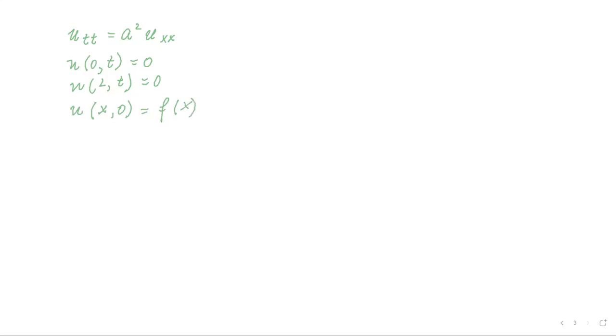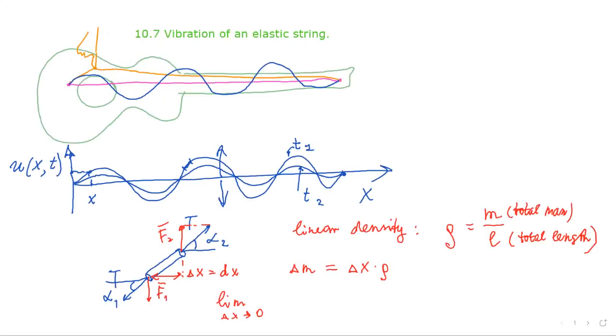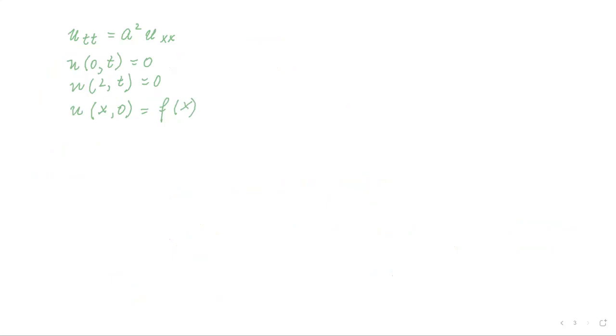Like, for example, on my previous picture, let me go back to it. On my previous picture, initially it was like a triangular function with a shorter side here and a longer side here. So this is my f. Okay, and let's go back. Because it is an equation of second order in t and in x, we are going to have two conditions for t and two conditions for x.